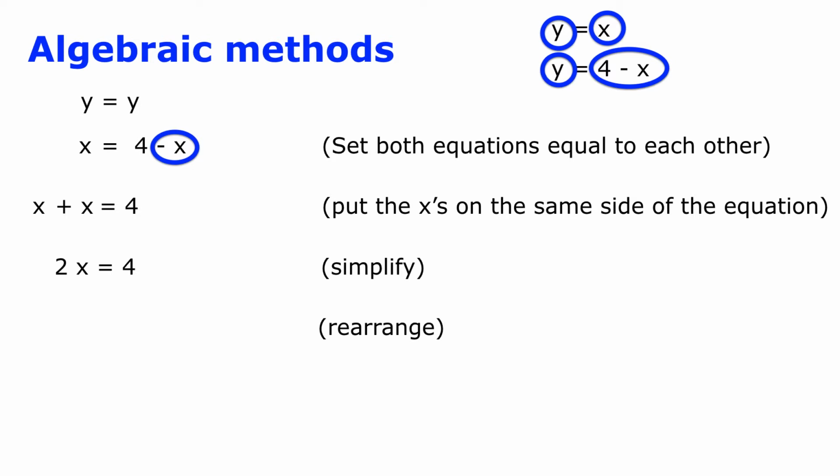Now I want to rearrange because I'm trying to solve this, I'm trying to get to x equals, and I've still got a 2 in front of x, so I want to get rid of that 2. At the moment it's 2 times x. The opposite of times is divide. So when I move the 2 to the other side, I'm going to divide by 2. And 4 divided by 2 is equal to 2. And that's my solution there.